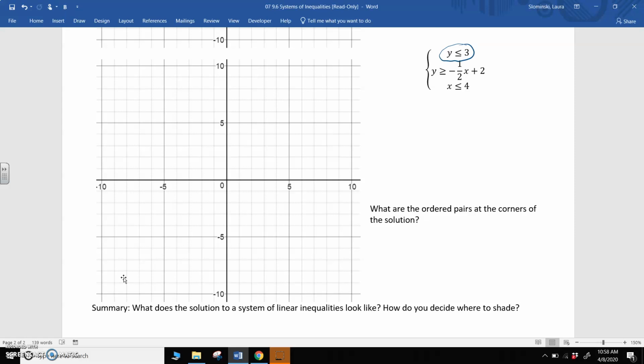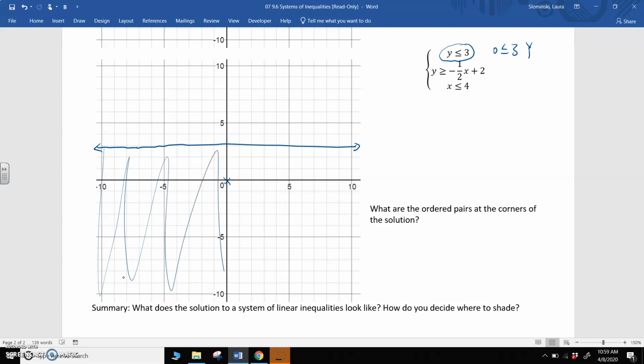Y equals 3 is just a horizontal line through 3. Since it's less than or equal to, it's going to be a solid line. So I draw a solid line through y equals 3. And then remember, we want to use a test point to decide if I'm going to shade above or below. Test 0, 0. Is 0 less than or equal to 3? Yes. So this one I would shade below.